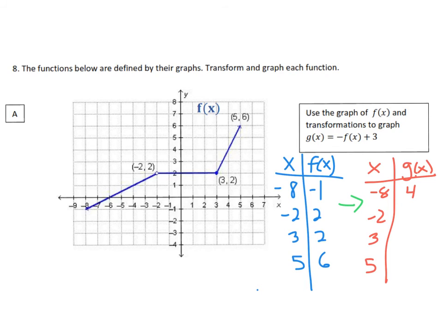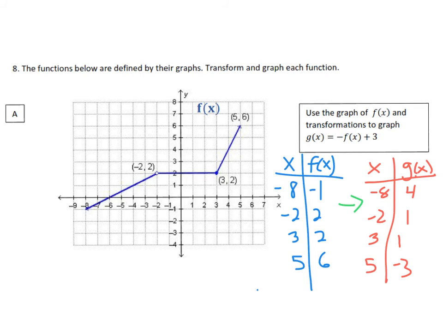The output for -2 is 2 in the original function, so I'm going to do the opposite of 2, which is -2, and add 3. My new output for g of x will be 1. Similarly, for the input of 3, I'm going to have -2 plus 3, and that would be 1 also. And for the output of 6 at 5, I'm going to have the opposite of 6, which is -6, plus 3, and that would give me -3.